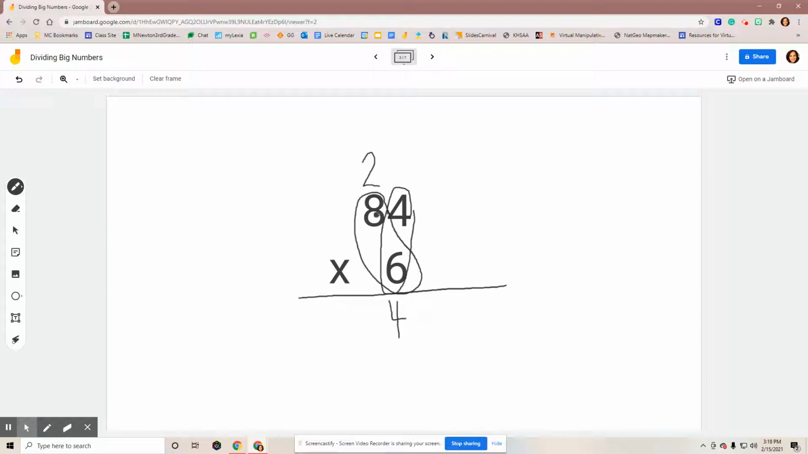Now I have 8 times 6. I know that 8 times 6 is 48. Add 2 more, that gets me 50. So my answer would be 504.